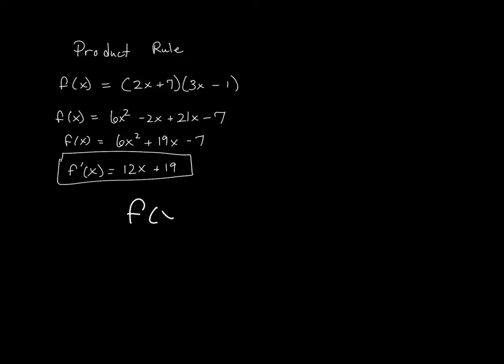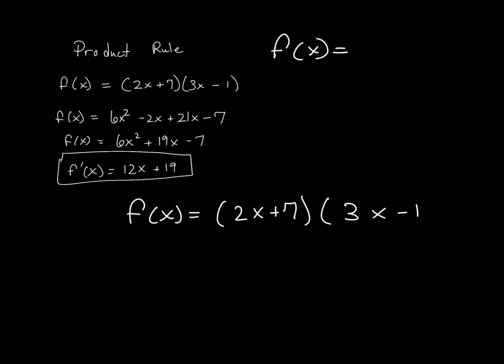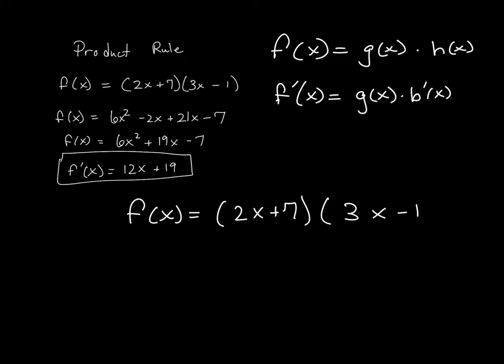Let's go back to our beginning function. f of x is equal to 2x plus 7 times 3x minus 1. We have a rule called the product rule that says if f of x is equal to two different functions being multiplied times each other, let's call them g of x and h of x, then that derivative is equal to the first function times the derivative of the second plus the derivative of the first times the second function.